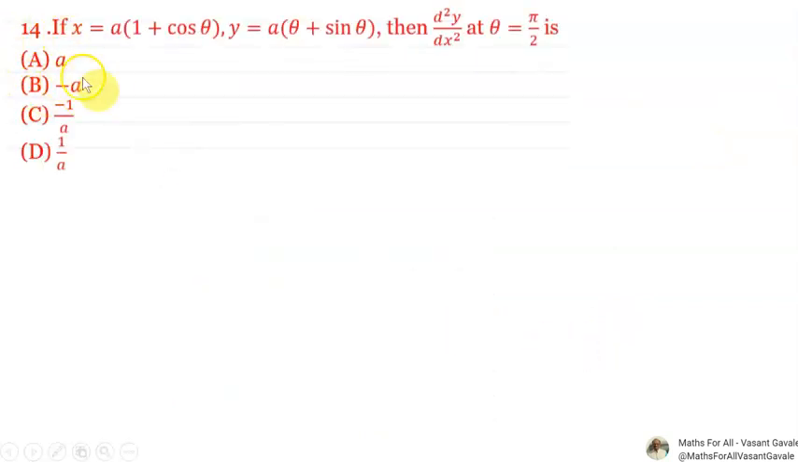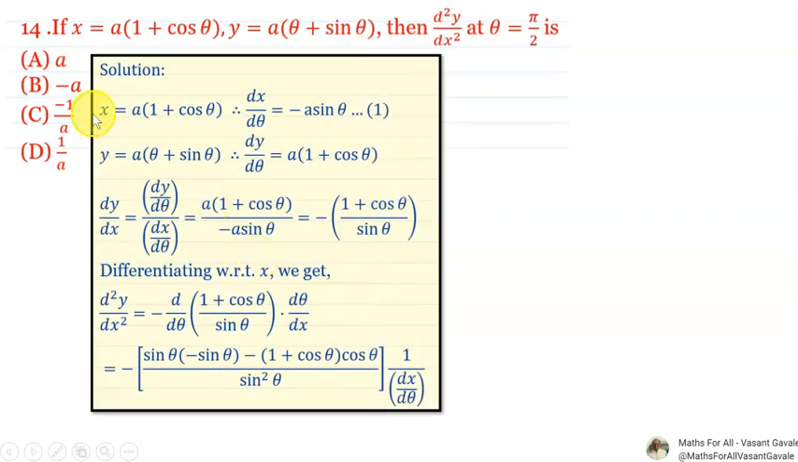If x is equals to a in bracket 1 plus cos theta, y is equals to a in bracket 1 plus sin theta, then d2y by dx square at theta is equals to pi by 2 is? x is equals to a in bracket 1 plus cos theta. Therefore, its derivative dx upon d theta is minus a times sin theta. Y is equals to a in bracket theta plus sin theta, a as it is. Derivative of theta is 1, derivative of sin theta is cos theta.